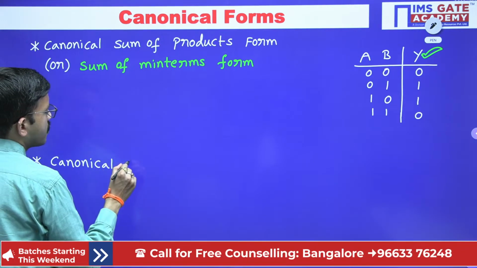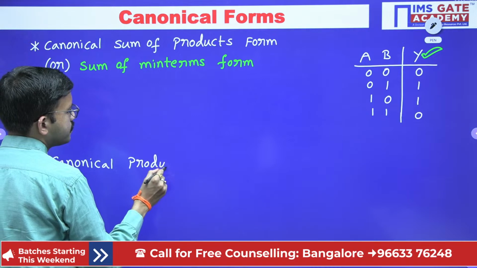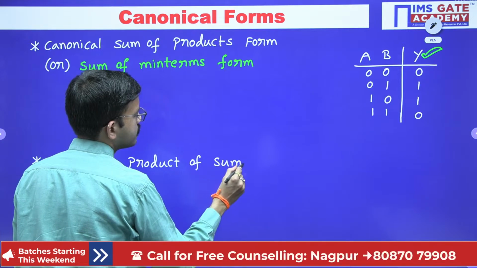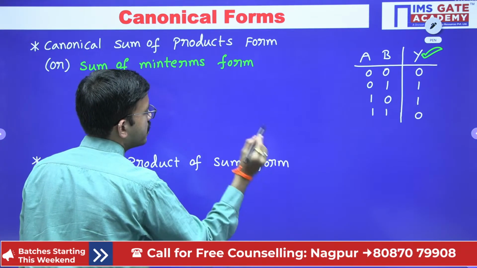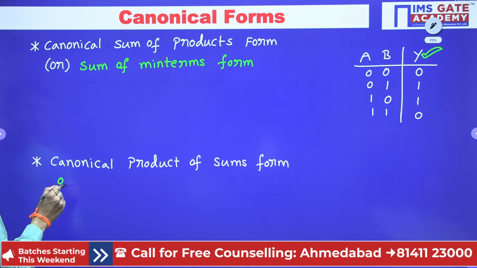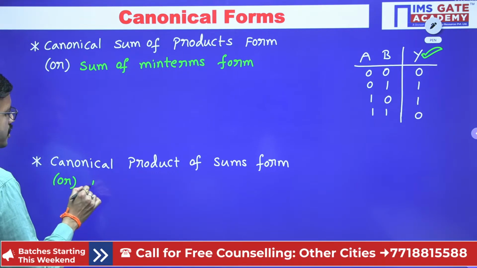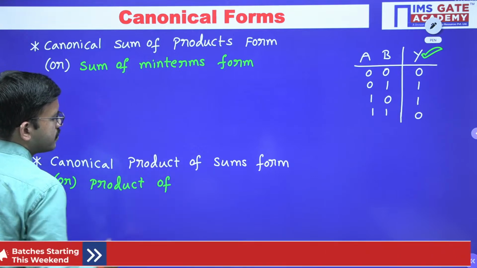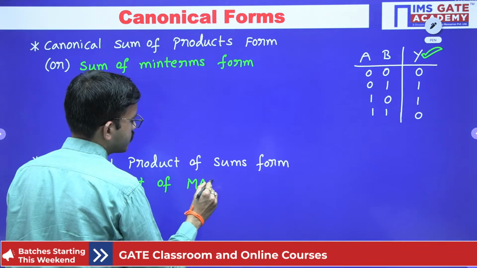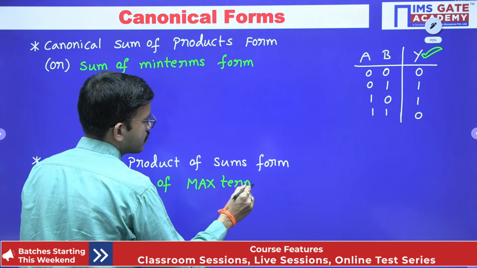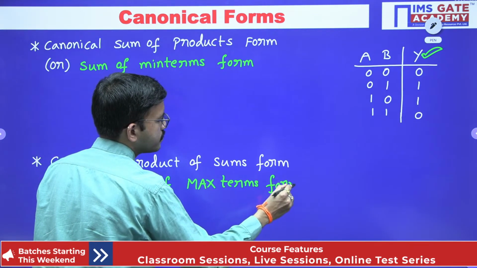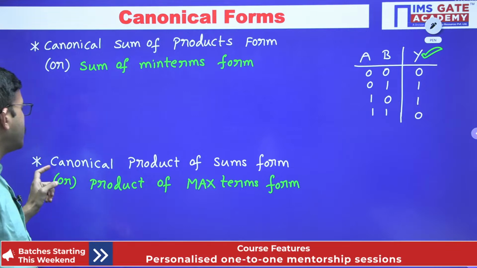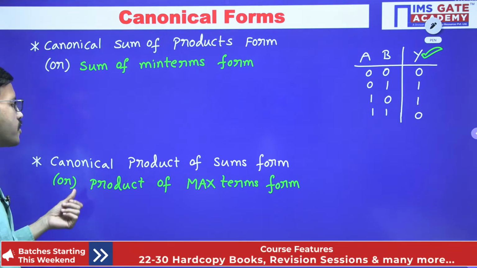Canonical product of sums form, or the other name for this one is product of maxterms form. Product of maxterms form. Canonical sum of products form or sum of minterms form. Other representation is canonical product of sums or product of maxterms form.